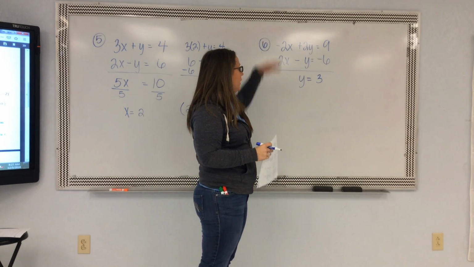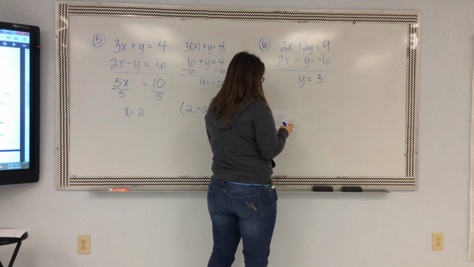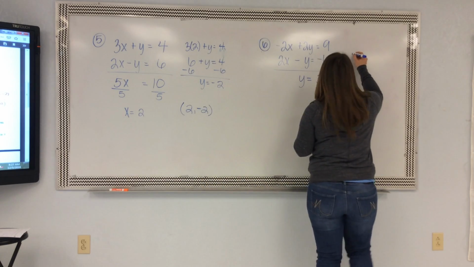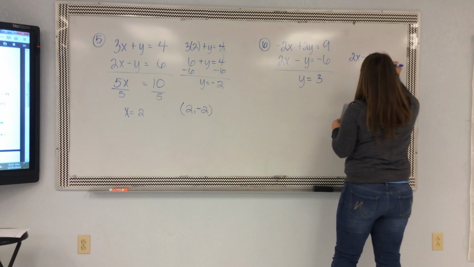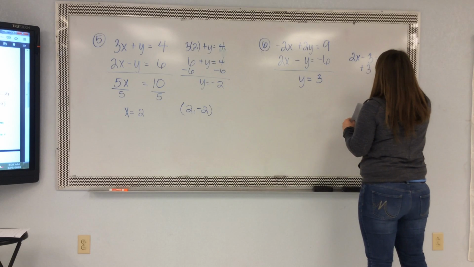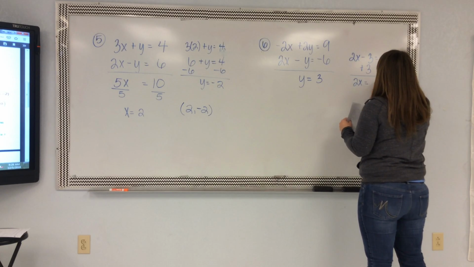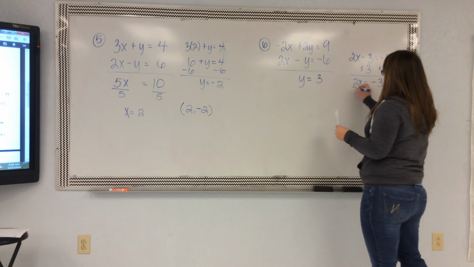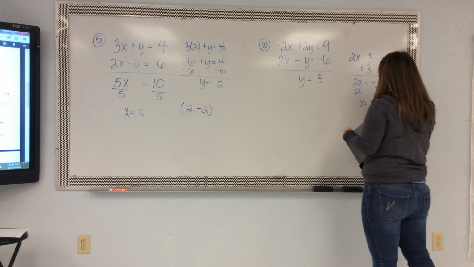I can then go back and plug that into either one. I'm going to go ahead and plug it into this one right here. And so that gives me 2x minus 3 is equal to negative 6. I'm going to add a 3 to both sides and get 2x is equal to negative 3. Divide both sides by 2. And I get x is equal to negative 3 over 2.